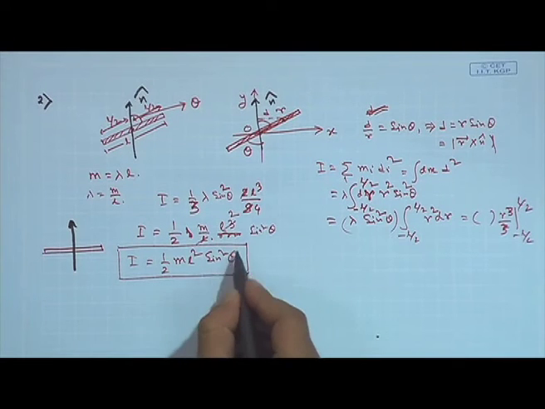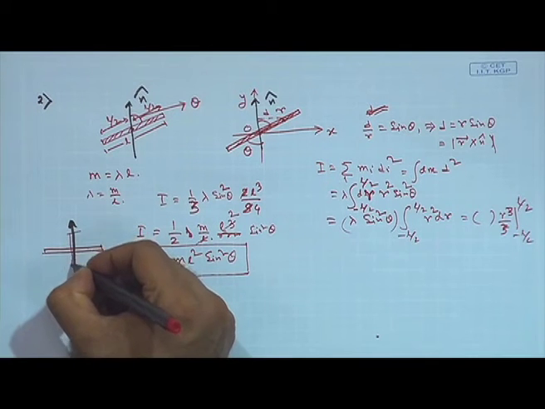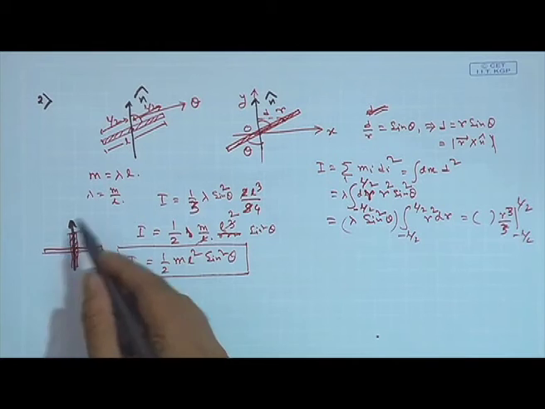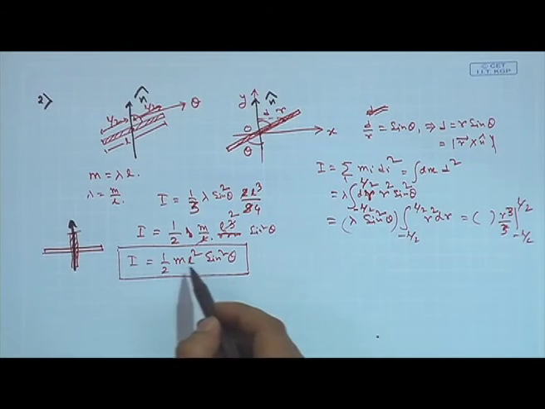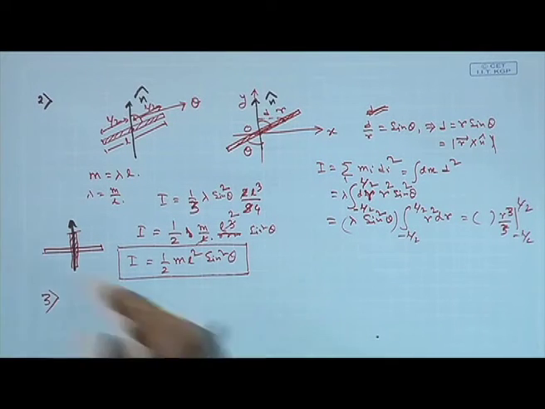And if I put theta equal to 0 degree, that means the rod is along the axis, then of course it's a one dimensional object. Around its own axis, the moment of inertia vanishes. So the answer is this, half m l square sine square theta. Right. Now let's move to the next problem, problem 3.